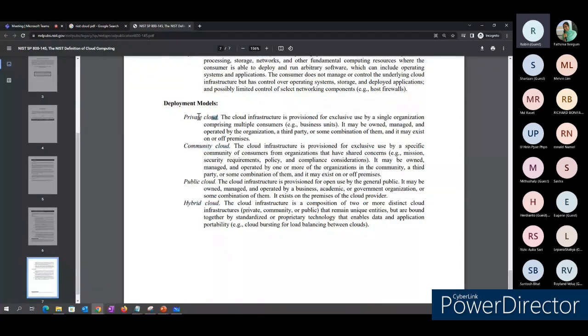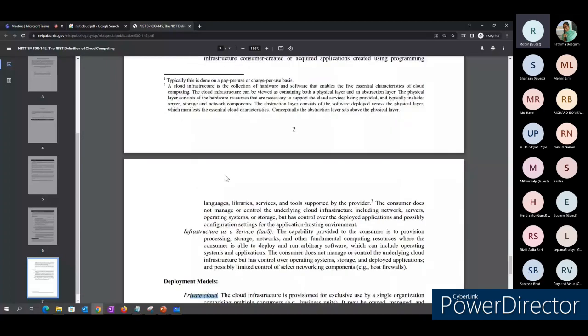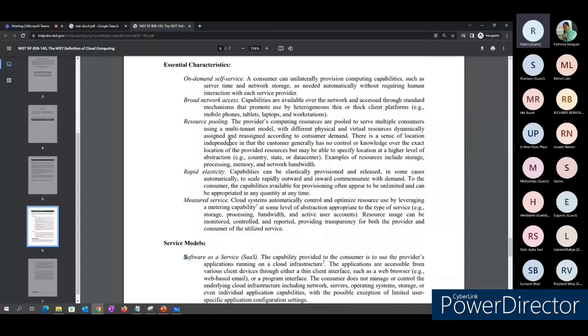So these are the four deployment models, three service models, and it has to meet five characteristics also. If all these points are met, then that model is known as cloud computing. So let's go back to the slide.